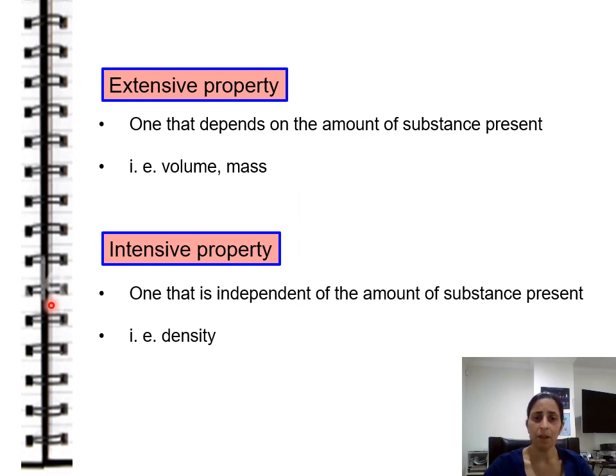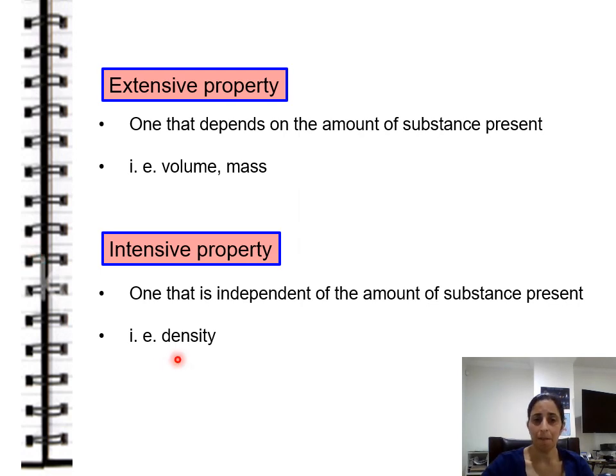Intensive properties are independent of the amount of substance that we have. Okay, so for example, color is an intensive property. I always think of intensive for independent. So if I take my rock and I cut it in half, for example, its color doesn't change, it stays the same. So color is an intensive property.